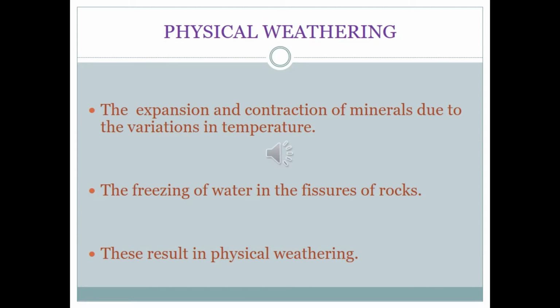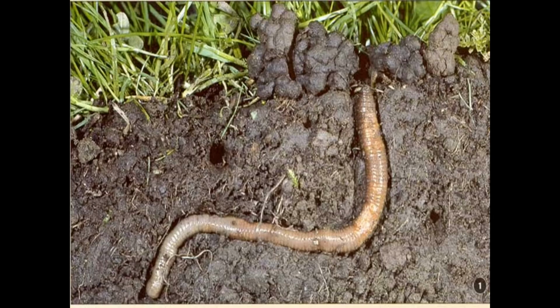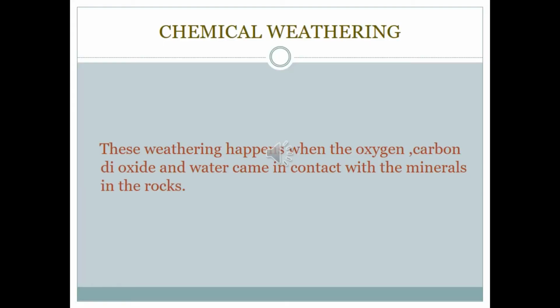Physical weathering: the expansion and contraction of minerals due to the variations in temperature, the freezing of water in the fissures of rocks. These result in physical weathering. Chemical weathering: this weathering happens when oxygen, carbon dioxide and water come in contact with the minerals in the rocks.